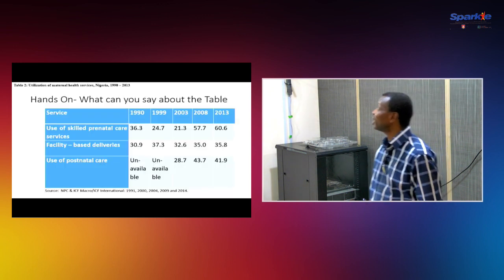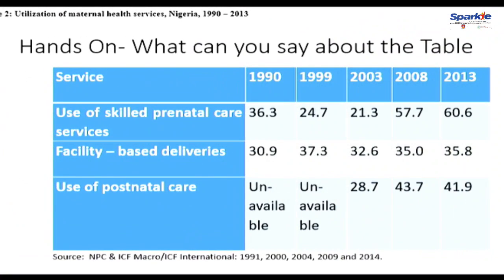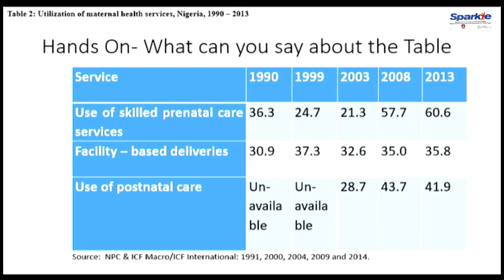Hands on. What can you say about the table? Use of skilled prenatal care has improved over the years. The trend is showing, but it's not consistent. Mind the way you say it's not consistent. There are three variables. Yes, use of skilled prenatal care services.